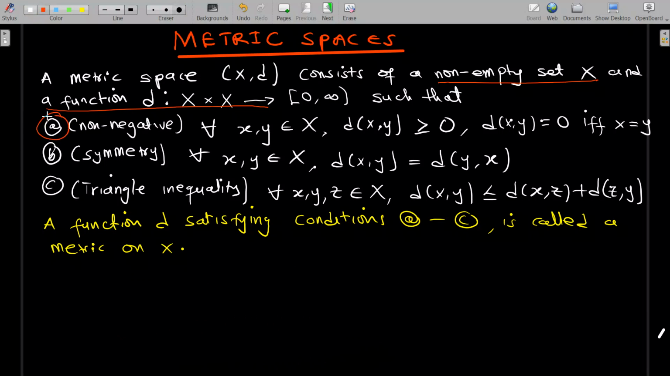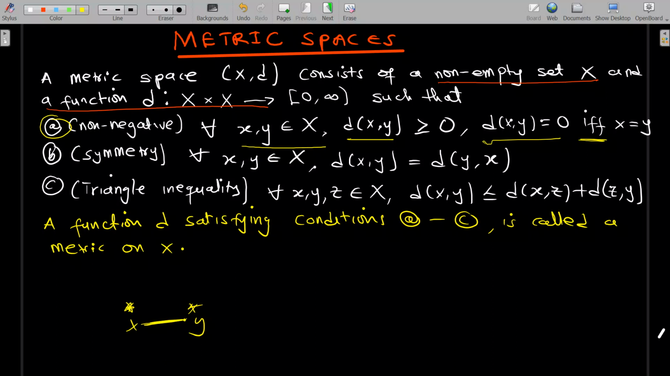So condition 1 is non-negativity. This condition means that if I pick small x and small y from capital X, the distance, or the metric d(x, y), is non-negative, meaning it's greater than or equal to 0, and it's equal to 0 if and only if x is equal to y. When I say the distance, it's just you measuring the distance between these 2 points x and y. The distance between these two is never negative because you are talking about distance.